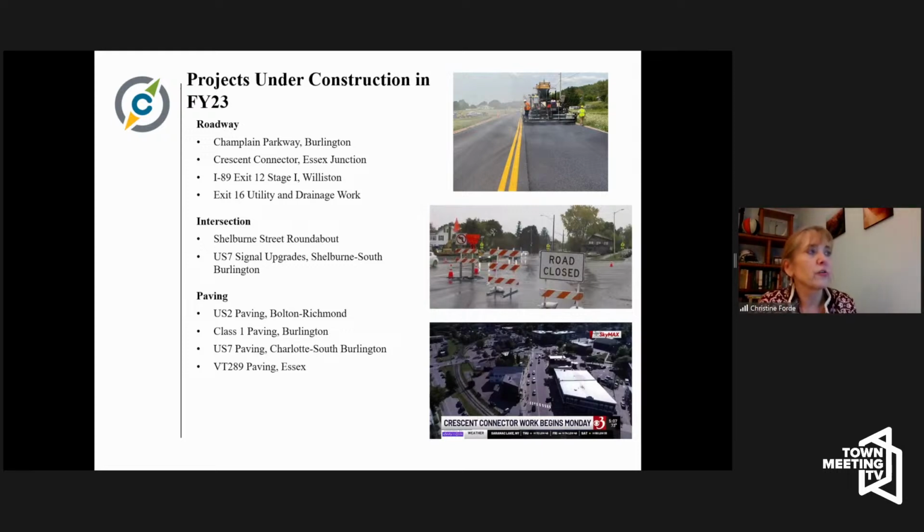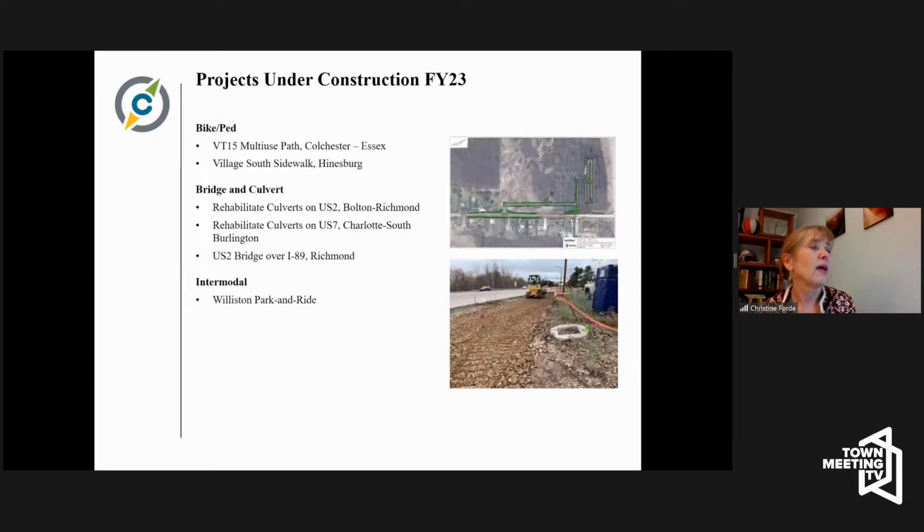The projects that were under construction in 23, as we know, were Champlain Parkway, Crescent Connector, the I-89 Exit 12 Stage 1, that's the work at the new northbound on-ramp and the multi-use path going under Exit 12 in Williston. Exit 16, intersection work at the Shelburne Street Roundabout, and US 7 signal upgrades in Shelburne and South Burlington. Several large paving projects: US 2 Bolton Richmond, Class 1 paving in Burlington, US 7 paving Charlotte, South Burlington, and 289 paving in Essex. And then a couple of bike ped projects were under construction.